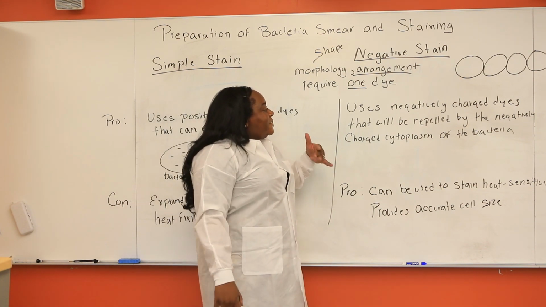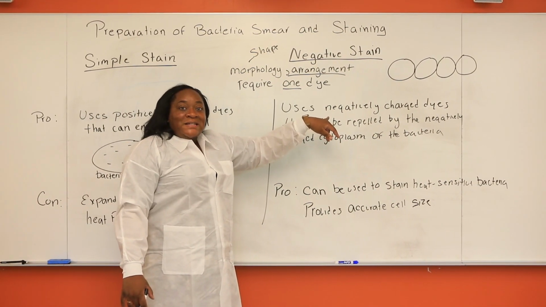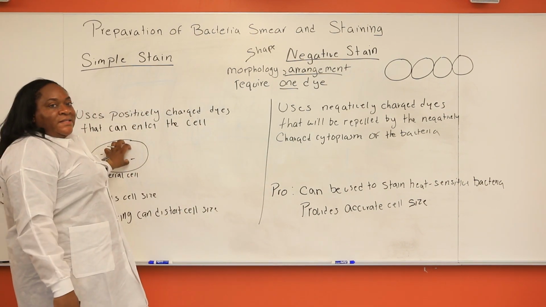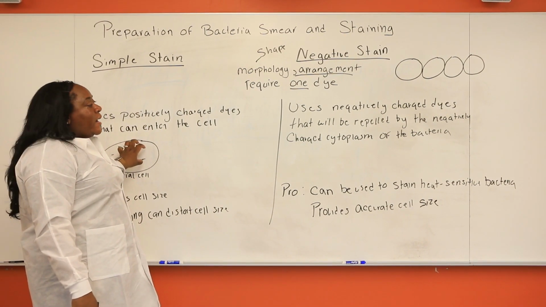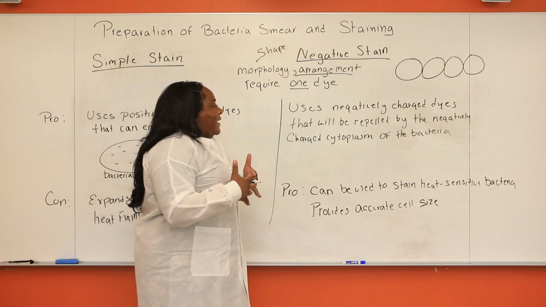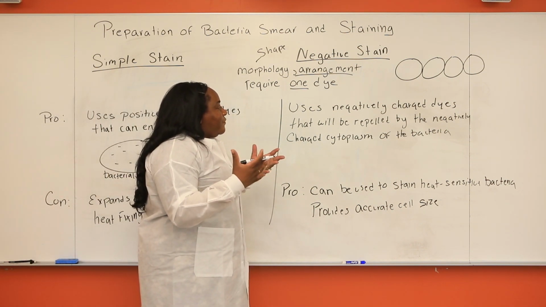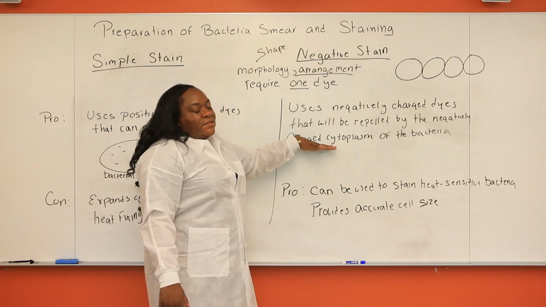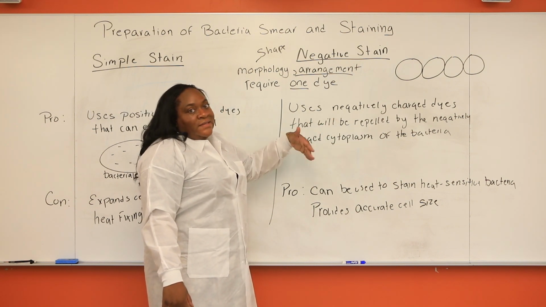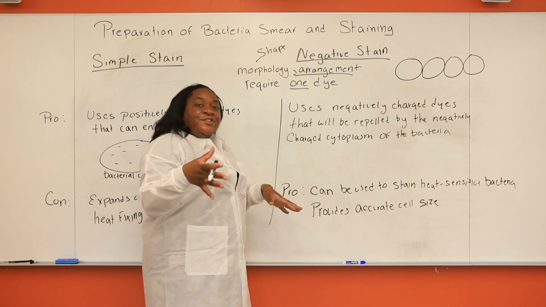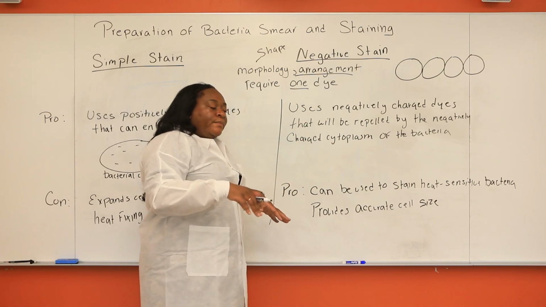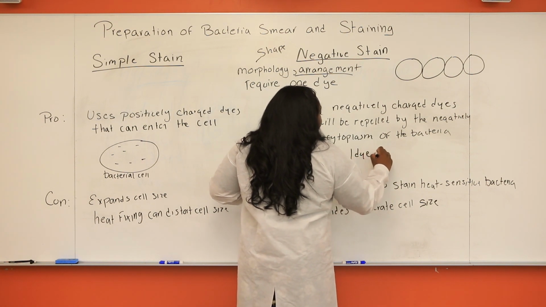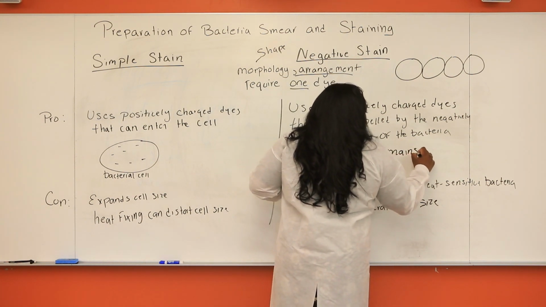How does this compare to a negative stain? For a negative stain, because it uses negatively charged dyes, and remember the surface of the bacteria and the interior is negatively charged, the dye gets repelled, right? The negatively charged dye gets repelled by the negatively charged surface and interior. So the stain is going to remain outside of the cell, okay? So the stain remains outside.